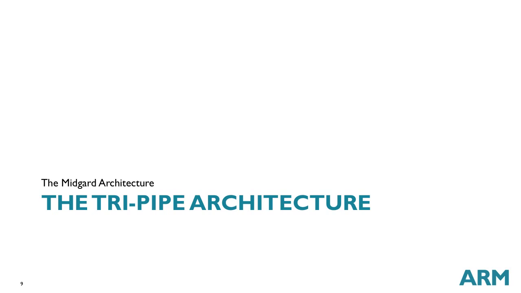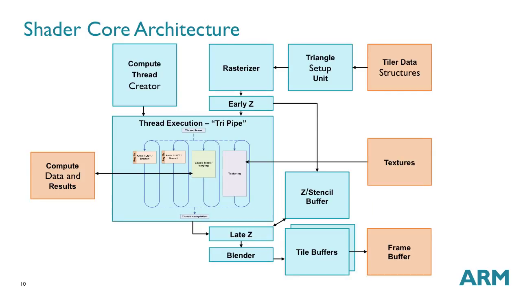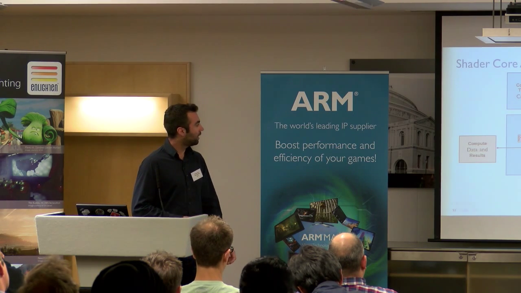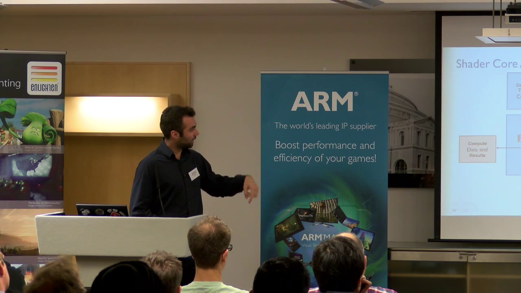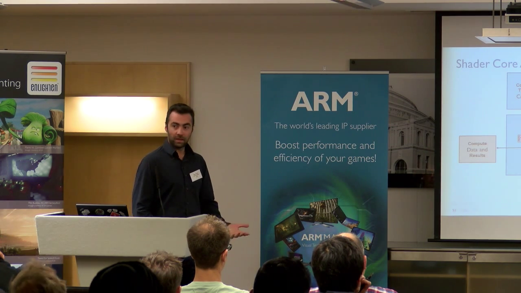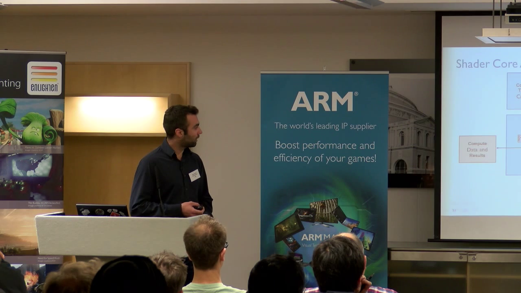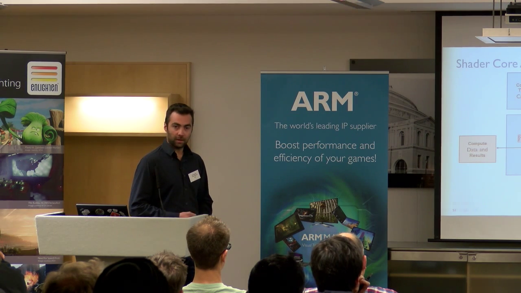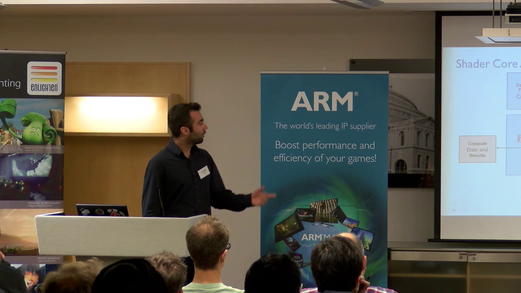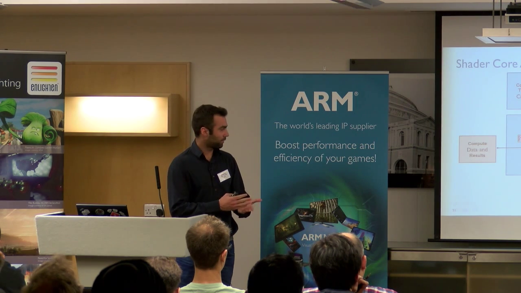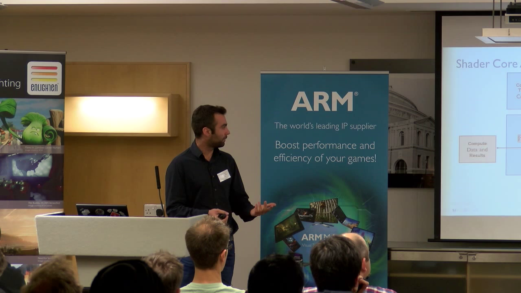So diving a bit further into the tri-pipe architecture that all Midgard GPUs have. So the tri-pipe thread execution is the core of the shader core that is doing most of the processing. And as you can see, there are two paths feeding into this core, depending on the type of tasks that you have to process. So the first one, compute thread creator, is actually used to generate the compute tasks as well as the vertex processing tasks, while the other flow is being used for pixel processing. So as we said, we have split the processing between these two, vertex and pixel.